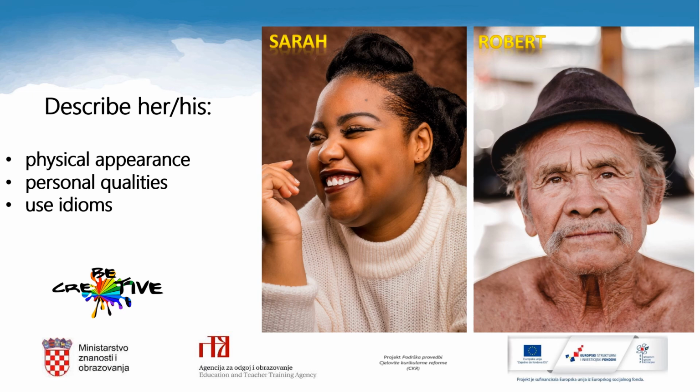You may include some other features such as their hobbies or interests, achievements, or habits. Then send your description to your teacher. When you're back in the classroom, you can compare how many different personalities and hobbies Sarah and Robert have.